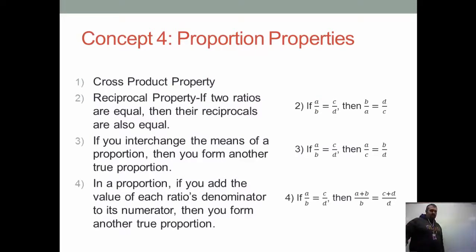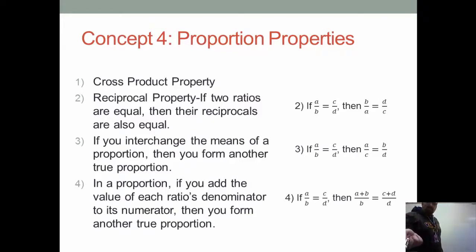The cross product property is what we learned last time. I can take a proportion, multiply the means, and set it equal to the product of the extremes. The next 3 properties, each of these are something that will result in a true proportion. The only one that we really give a name to is the reciprocal property. And that's because it really doesn't change the proportion. But it does cause the ratios to be flipped upside down. So instead of it being 5 to 6, it might be 6 to 5.